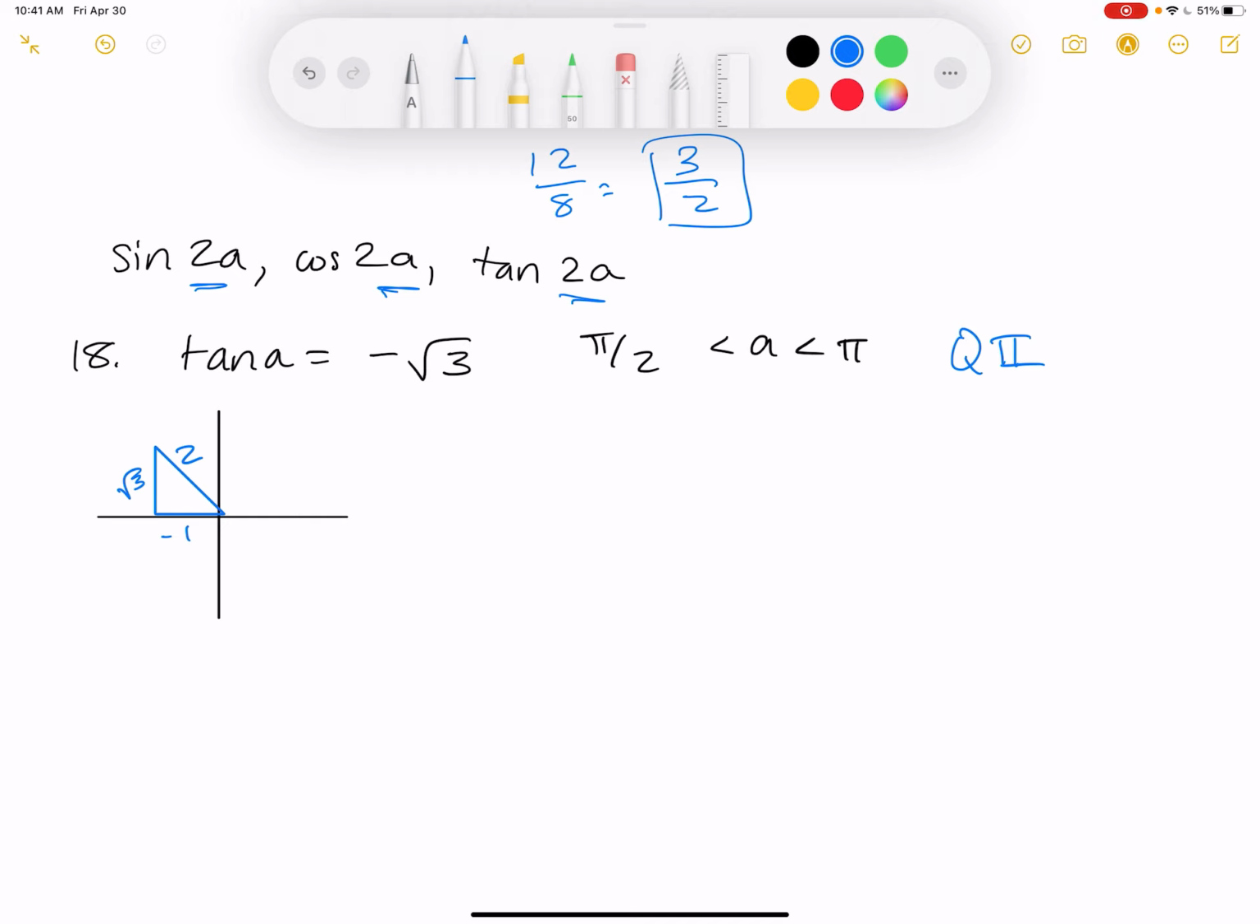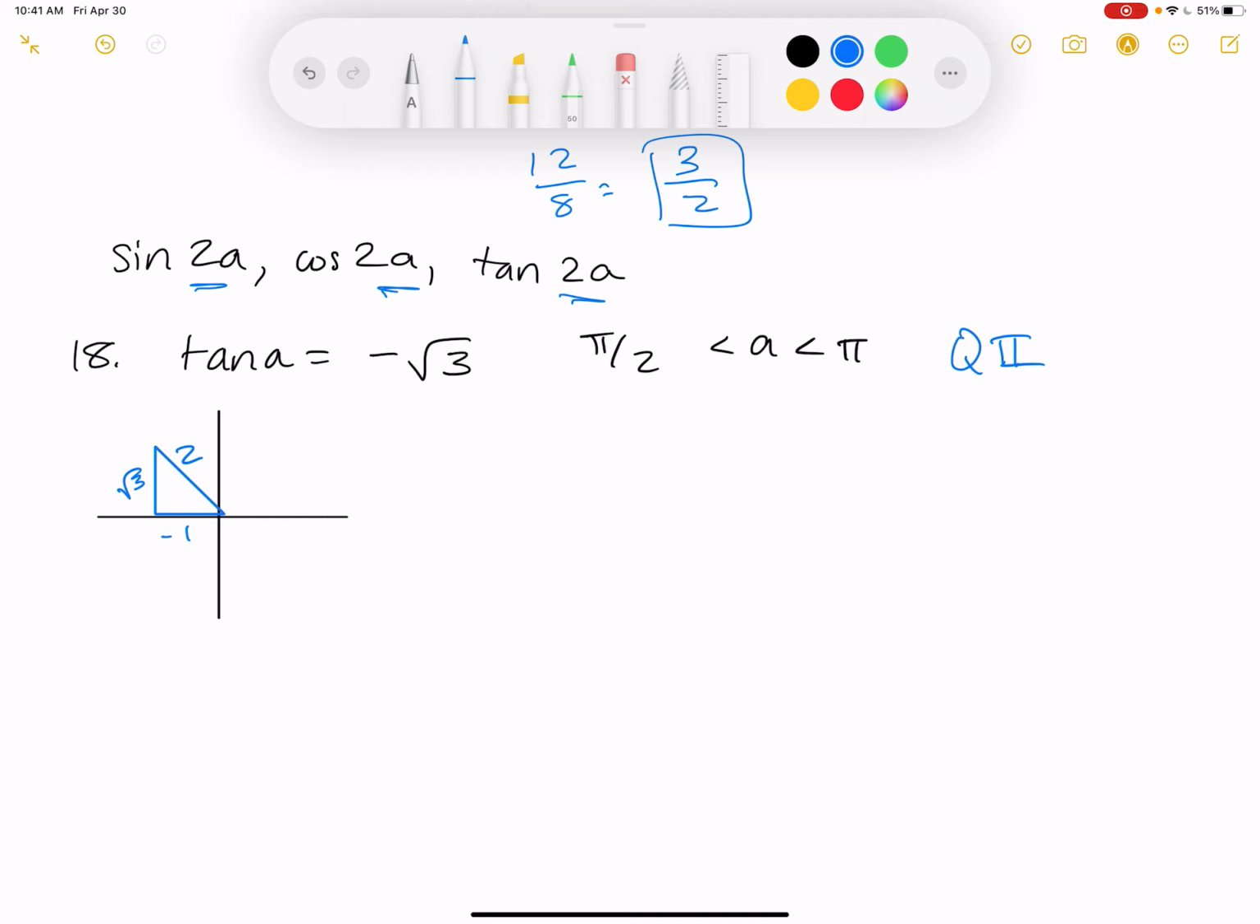If so, we should have a little bit of a refresher. That's a 30, 60, 90 triangle. It's 1, 2, root 3. What about the 45, 45, 90 triangle? It's 1, 1, root 2. That's the one I know.